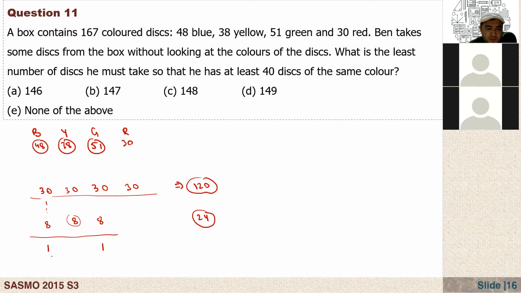Now whether I pick blue or green, it doesn't matter. At that time, I will have at least 40 discs of the same color, right? Because for the last one, I have only two colors left, and the last disc is either blue or green. Still, I will have 40 discs of the same color. So now here 24, and here plus again 2, and here we have 1. So that is 144 plus 3, 147. Did you say 147, Narmin?